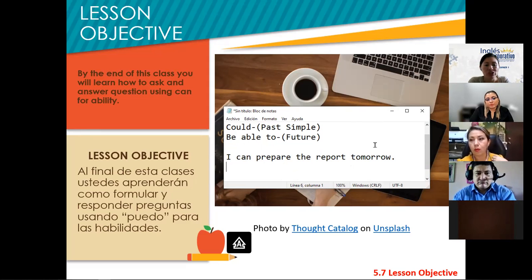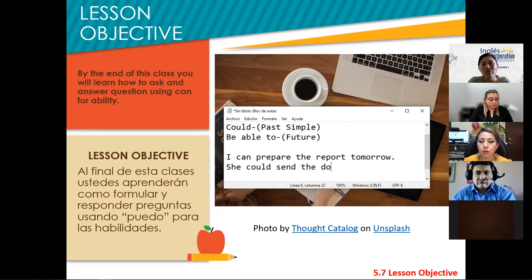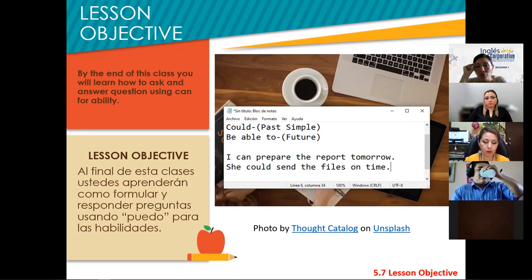I could, or she could, ¿verdad? She could send, right? The documents, or the files, pongamos, the files on time. Y los mando a tiempo ella, sí, bien, cabalito los puedo mandar a tiempo. She could send the files on time, okay? Now, in this case, acuérdense que estamos trabajando con un modal verb, ¿verdad? Siempre a la par del modal verb van a ir las formas base de los verbos sin ser modificados, right?